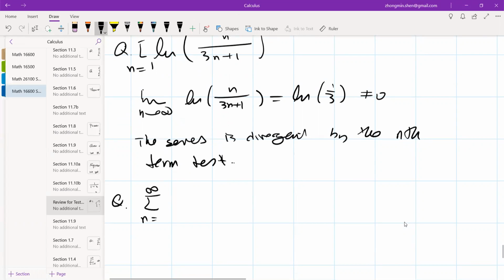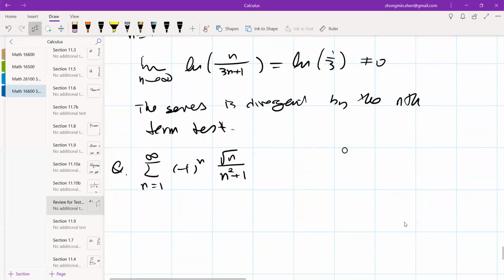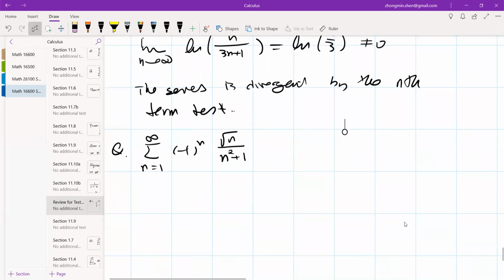The next problem is also an alternating series, so you get (-1)^n. Now this is an alternating series. What is the best way to solve this problem? I believe it's convergent, but how do you prove it? I'm trying to tell you, it's not always necessary to use the alternating series test to prove it's convergent.